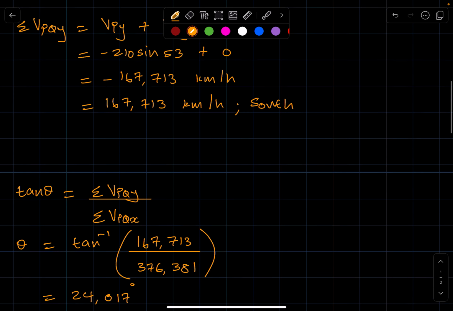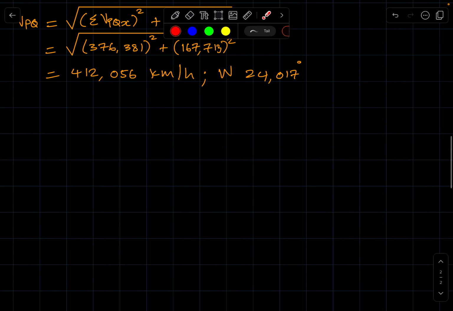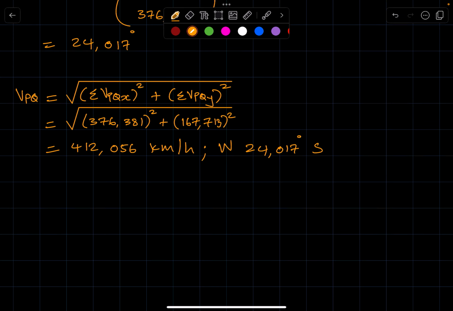We then look at the y-axis. The component of the resultant in the y direction is going south. So we have south on this side. And that is how you determine the velocity of one object relative to another using the method of components.